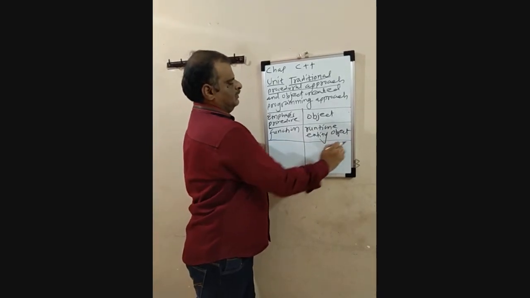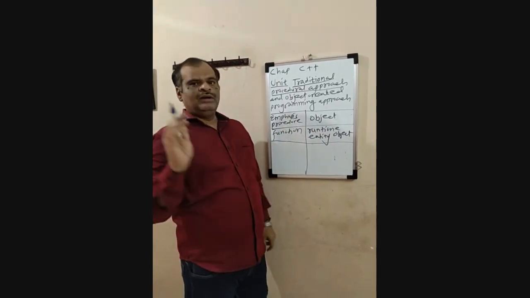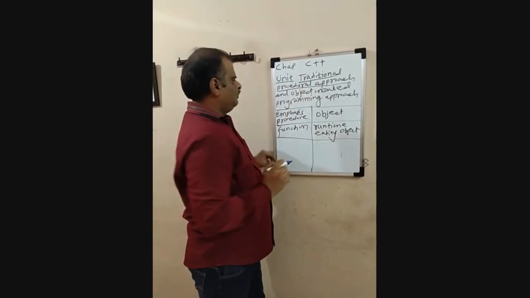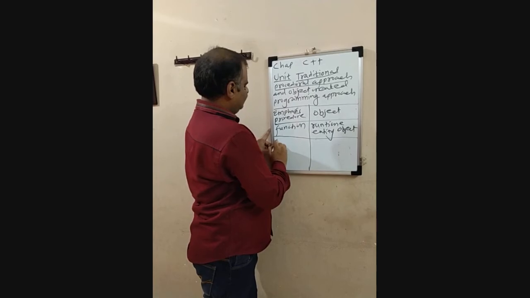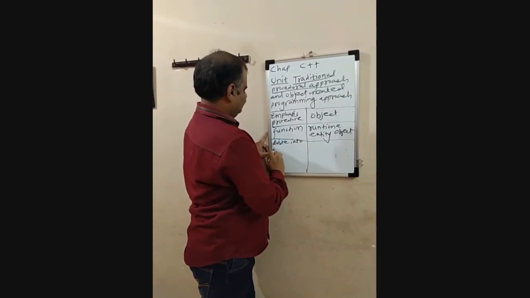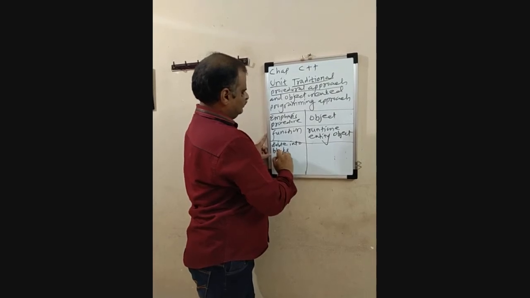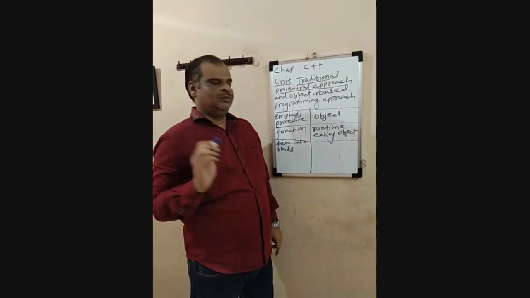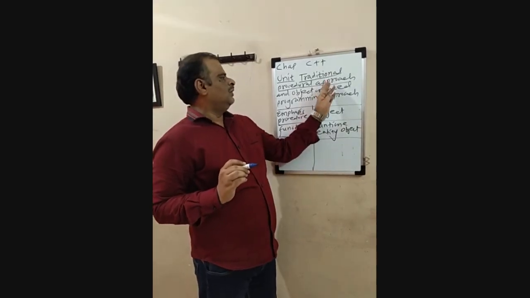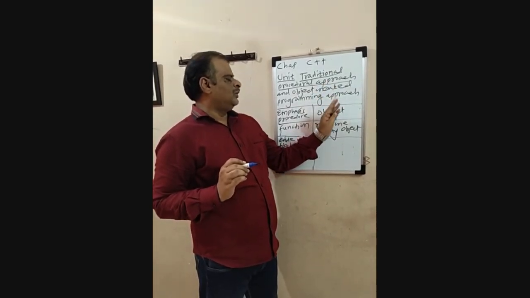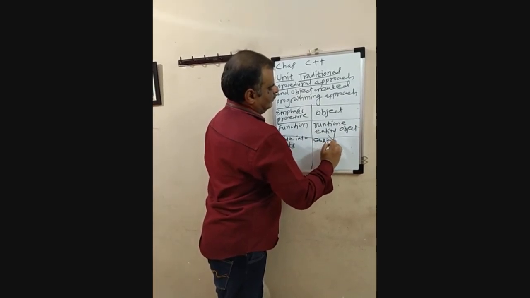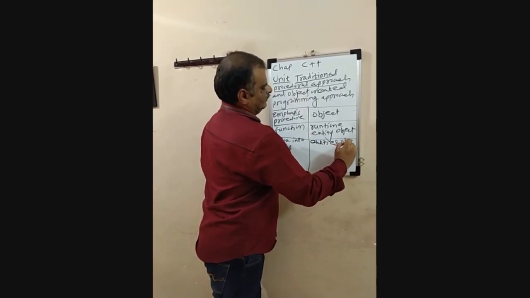Then the third difference, in large programs. In the traditional procedural approach, a large program is divided into blocks, some modules known as functions, and in object oriented programming, a large program is divided into small entities known as objects.